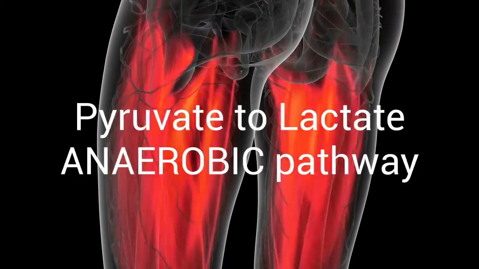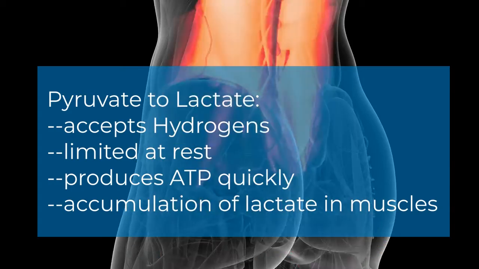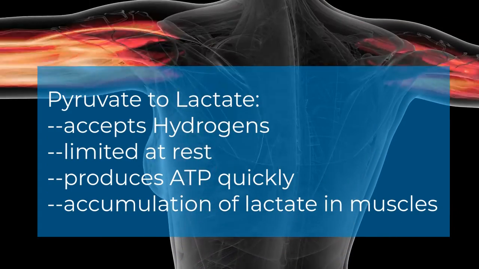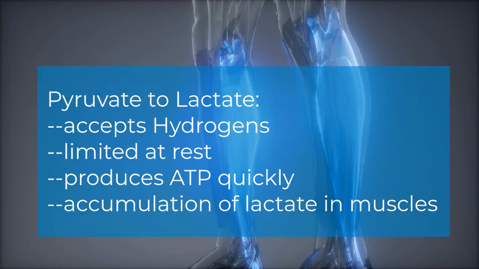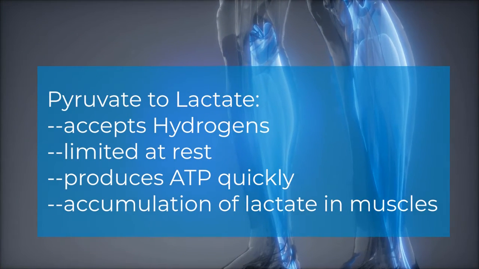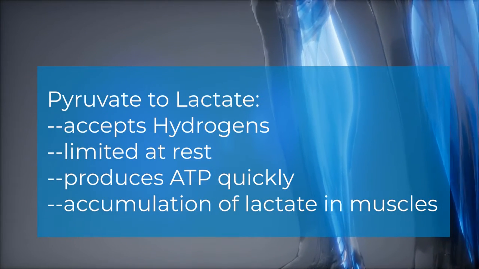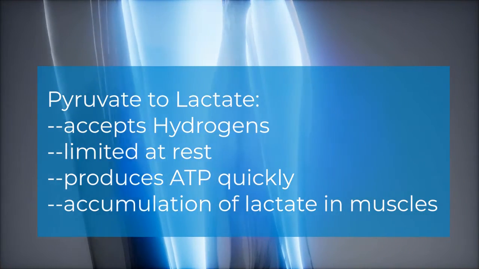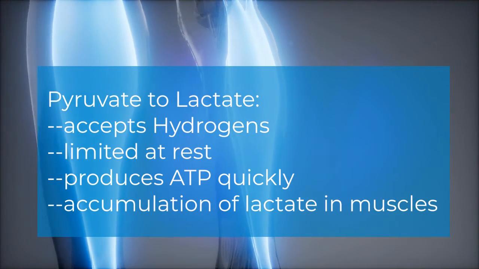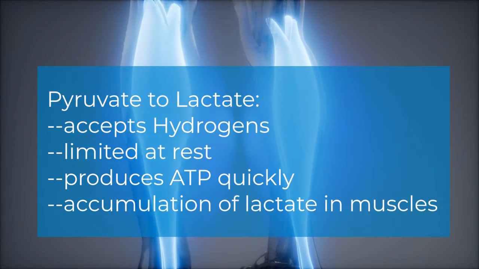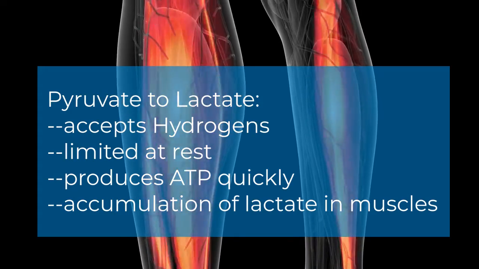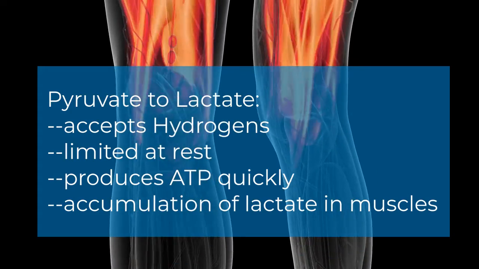Pyruvate can also take the aerobic pathway, okay? So pyruvate moves through, it gets broken down. If it goes to lactate, then it accepts some hydrogens. It produces that ATP quickly. And you can also have the accumulation of lactate in muscles. If you get those muscle cramps, that's from that accumulation of lactate. And it's just part of that process of breaking down energy.